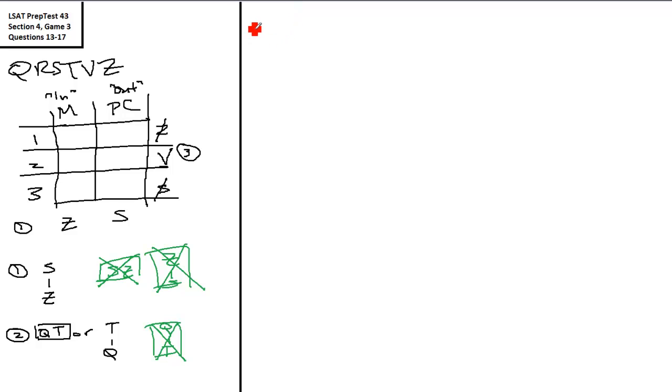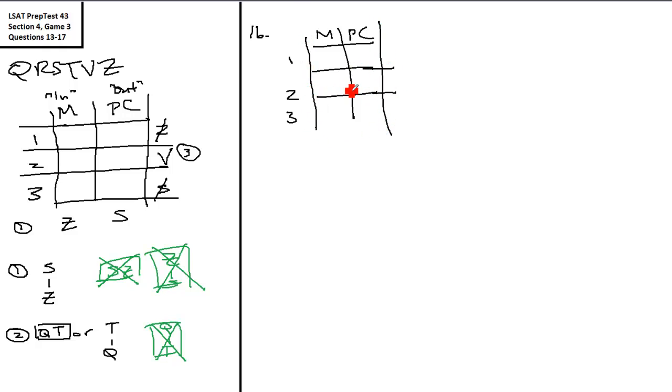Alright, let's keep going to number 16. So number 16 asks us if S is from the artist's second period. Okay, so once again we have the same exact setup as we did for number 14, right? Where S is from the second period, and so S must be in the PC slot, which means V is here and Z is here.